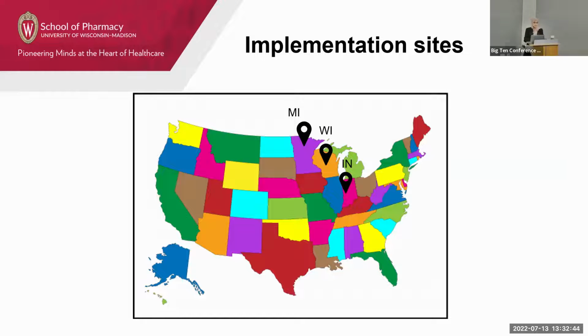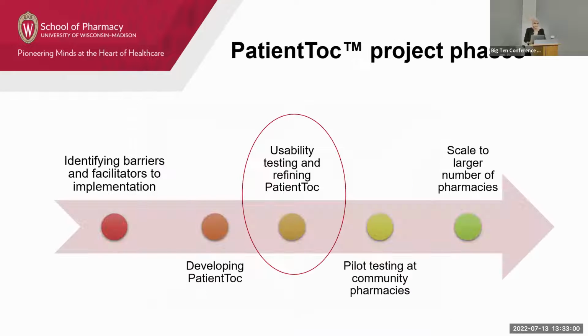For the implementation side, it's planned to be implemented in 3 states. In Indiana, the PI there is Professor Martin Snyder. In Wisconsin, Professor Schuning is the PI. And in Minnesota, the lead PI is Professor Schoenberg. So it's a very big implementation study, and as you see, it has several phases.